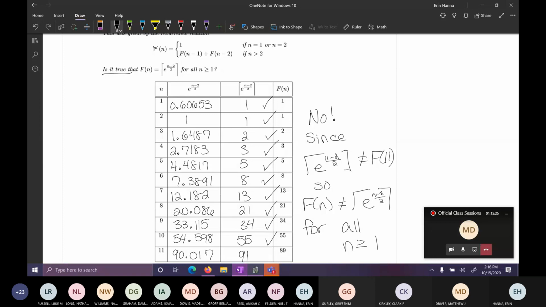So semi-cool example. Well, maybe I'm weird for thinking that. Also a reminder of how wonderful the table function is on your calculator. And a reminder that we just need one example to show that something is not true.